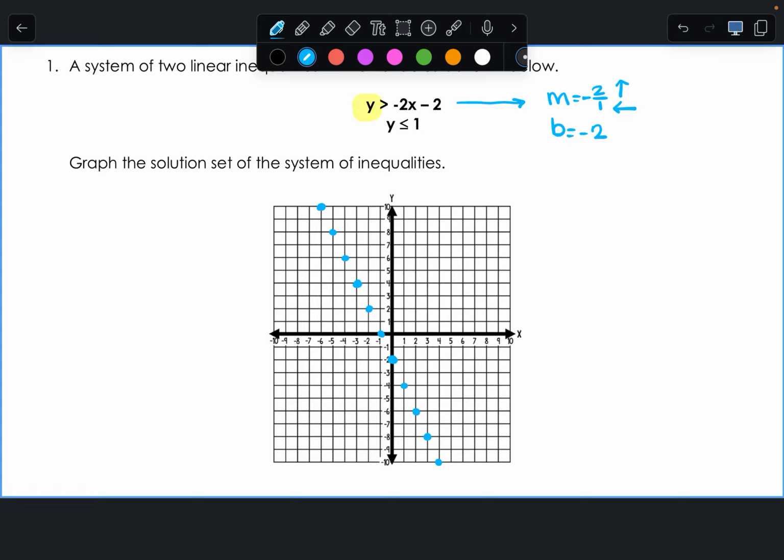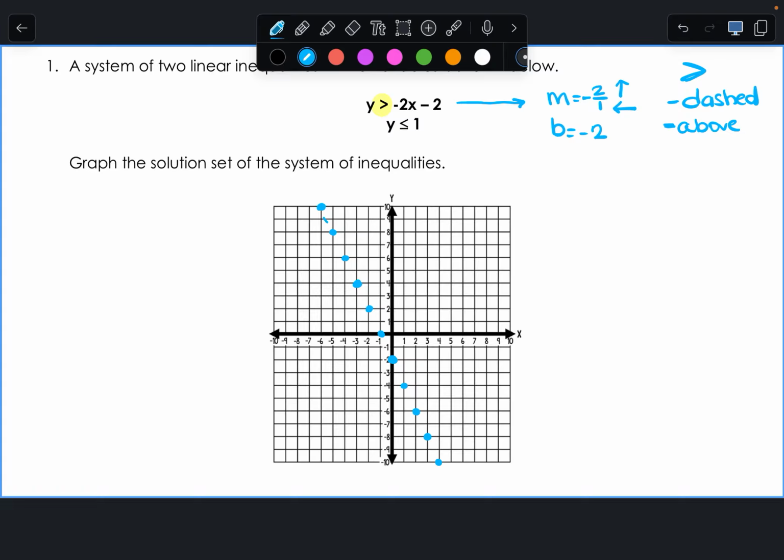Find those points first. Then we determine, looking at the inequality, whether it is solid or dashed. The inequality is this one, so that would mean it is dashed, above or below. The name of the inequality is greater, and greater would be above.